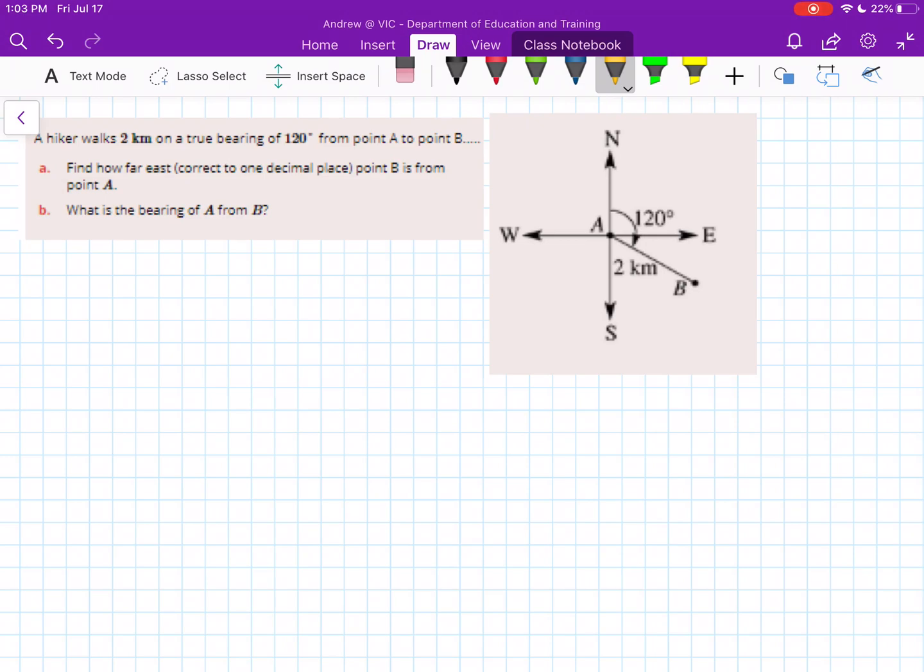G'day everyone, so in this video we're looking at applying a bearings problem. We've got a couple of parts to this question which involve a fair few steps, so we'll just slowly go through these and make sure that you can follow along.